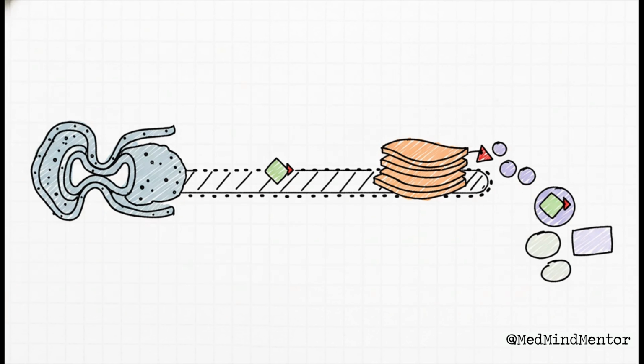Now, some organelles don't just work alone. They're part of a team, like a coordinated assembly line inside the cell. We call this the endomembrane system, and it includes the endoplasmic reticulum, the Golgi apparatus, lysosomes, and vacuoles.